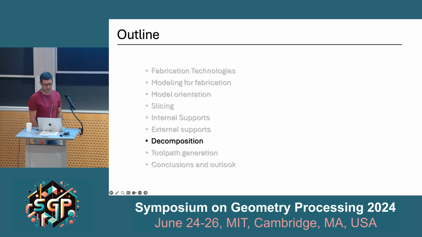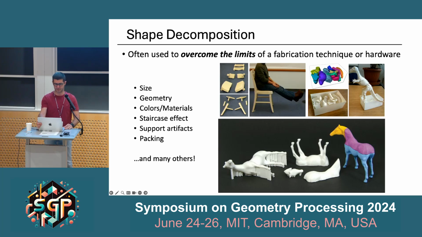Okay, so now we're going to talk about decomposition. This is actually an optional step. It's not necessarily involved in the process planning pipeline, but we had to talk about it because there are many different approaches to it, which is relevant for fabrication. Shape decomposition is used a lot. There are lots of papers that use it to overcome the limits of the fabrication hardware.